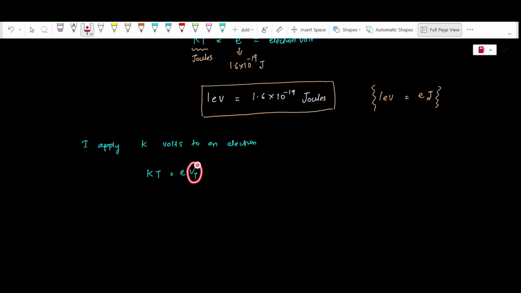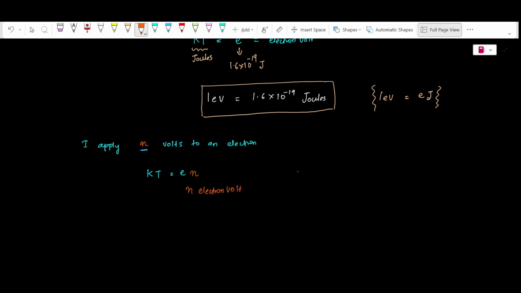So if I apply, let's say, K volt, why did I replace Vt with K? Because I applied K volt. I'll use a better term so that this K is not confused with the other k. Let's say N volt. If I apply N volt, that will be N electron volt.